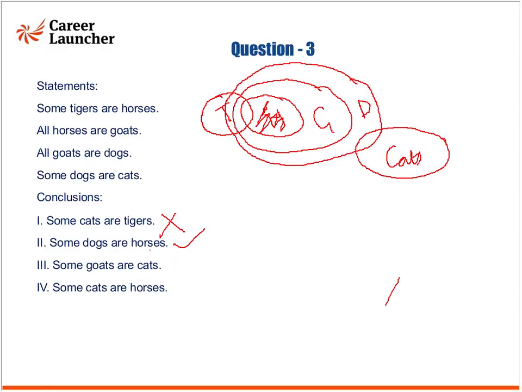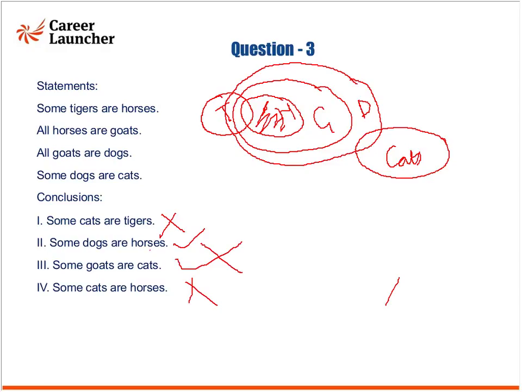Some goats are cats. No, they're not colliding, they are poles apart. Cats is here, goats are here, so this does not follow. Some cats are horses. Again, we had horses here and cats is here. They're not colliding, so even this does not follow. So only conclusion 2, that is some dogs are horses, follows in this case. That is the right conclusion.